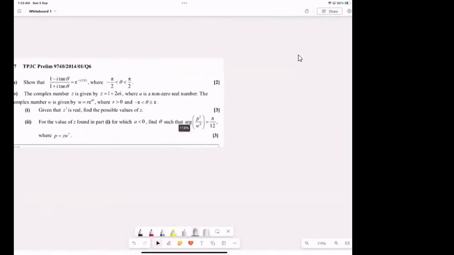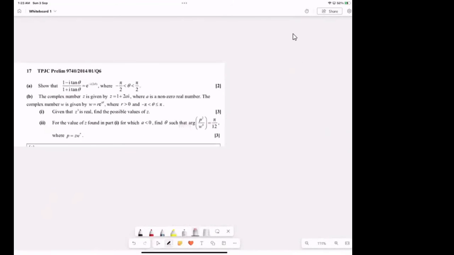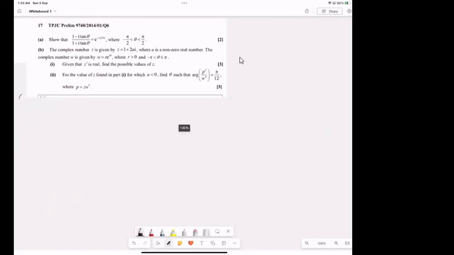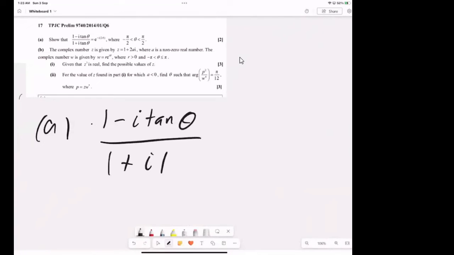Okay, now let's do the second one. Okay, this looks a bit complicated. So let's try now. 17a. Okay, I think the stroke is here. Show that (1 minus i tan theta) over (1 plus i tan theta) equals e to the minus i 2 theta.